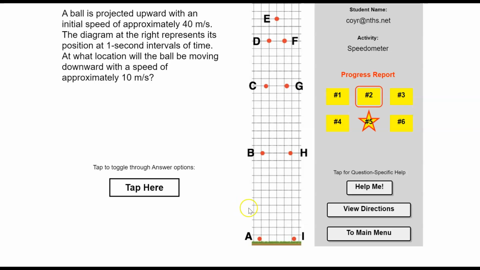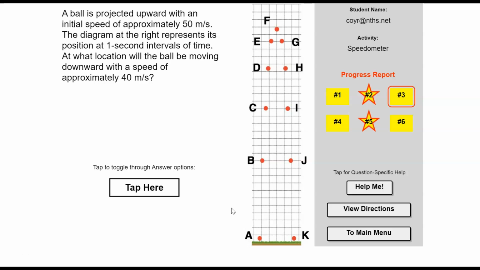Let's try this one, though. This one's launched up at 40 meters per second. And then it says, at what location will the ball be moving downward with a speed of 10 meters per second? So if it's moving downward, it's got to be one of these over on this side. So we know it's going to be 40 meters per second, then 30, then 20, then 10, then 0, then negative 10, negative 20, negative 30, negative 40. So at what location will the ball be moving downward with 10? Well, we know it's 0, then 10, so it's got to be F. Yay! All right, let's try another one.